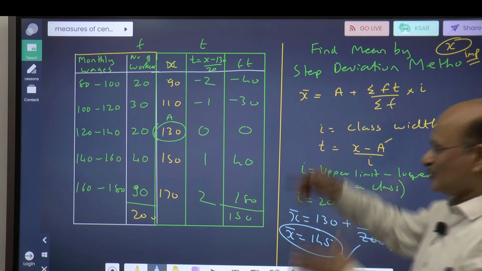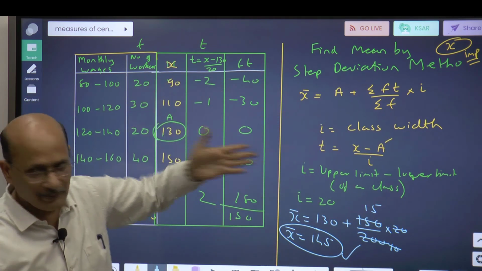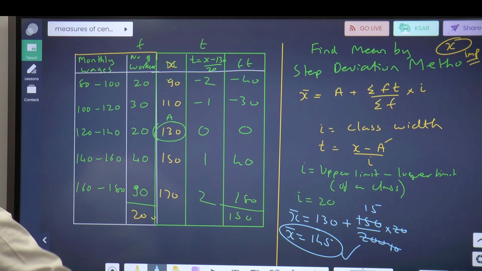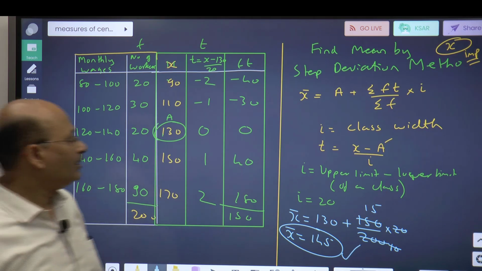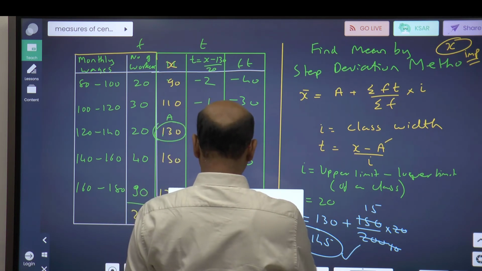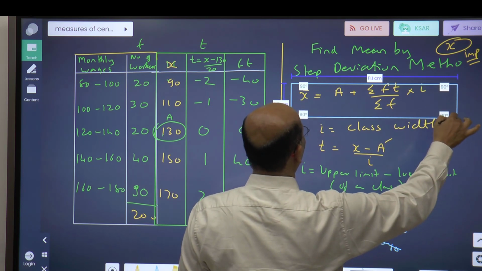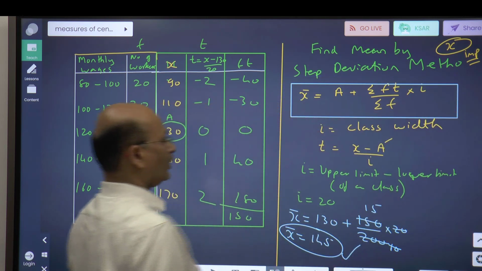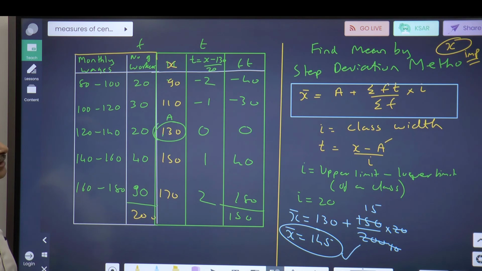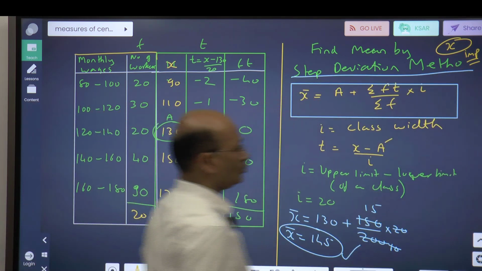So either way, direct method first, then shortcut method, then step deviation method. I think it's not a big deal. If you have the formula in place, then I can go ahead and work out accordingly. I hope you got this point clear. Okay, guys, you understanding this? So the step deviation method is the thing which you should know.